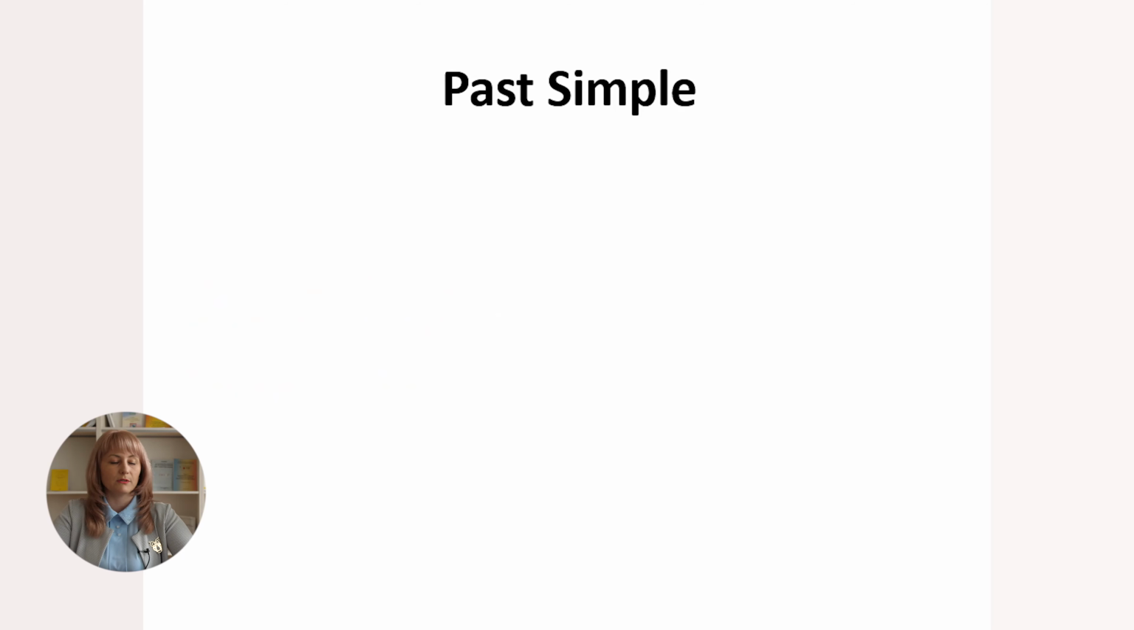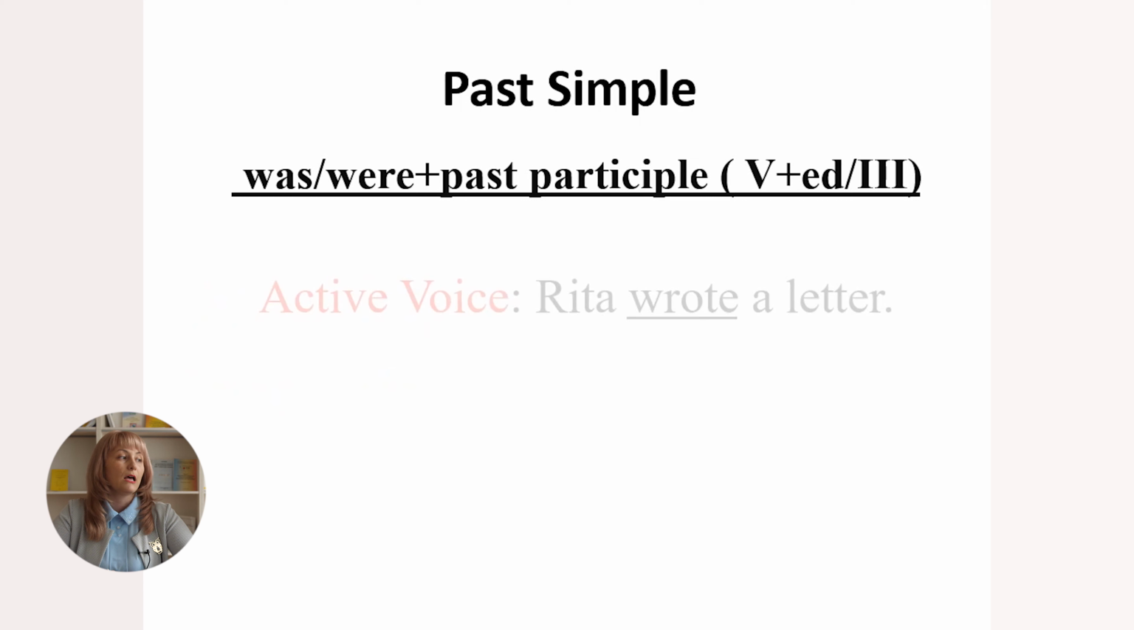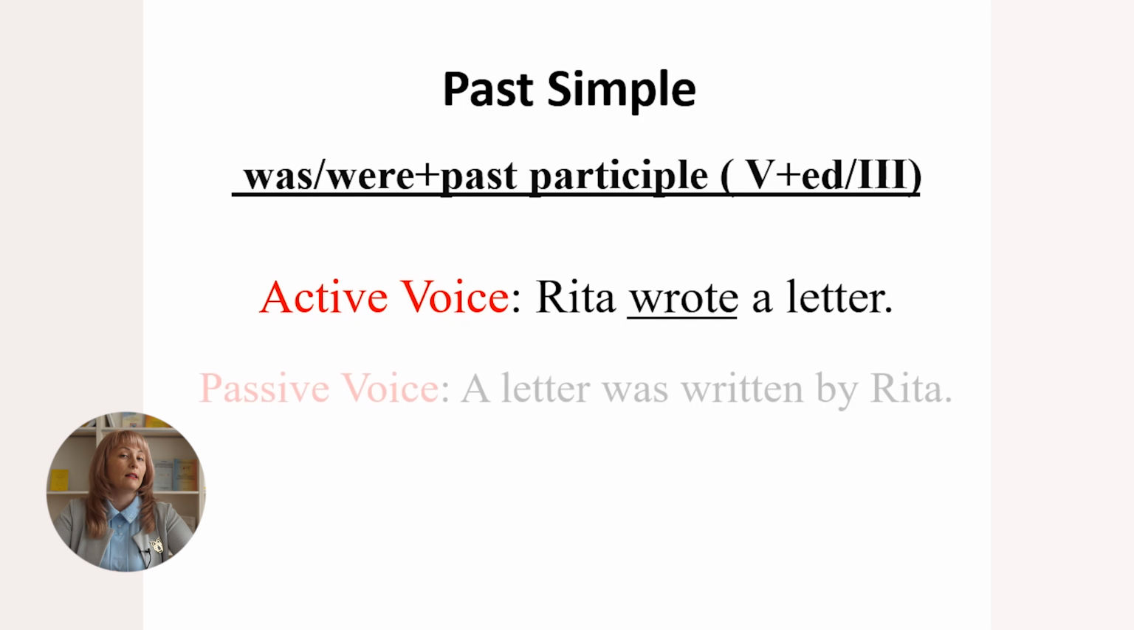Okay, next one is past simple. So let's see how we use past simple in passive voice. So, of course, we have the verb to be. In past simple, we have was and were plus past participle of the meaningful verb with the ending ed or the third column of the irregular verb. Let's see the example. Active voice. Rita wrote a letter. Wrote is in the past simple. Let's see in passive voice what we have. A letter was written by Rita.